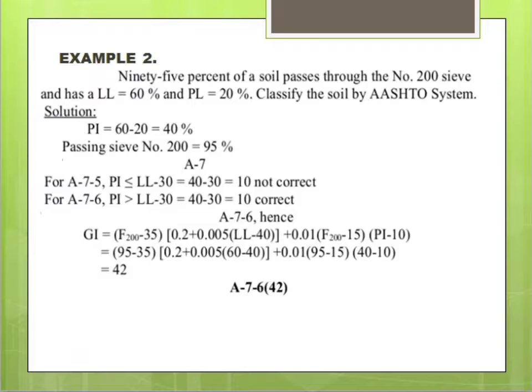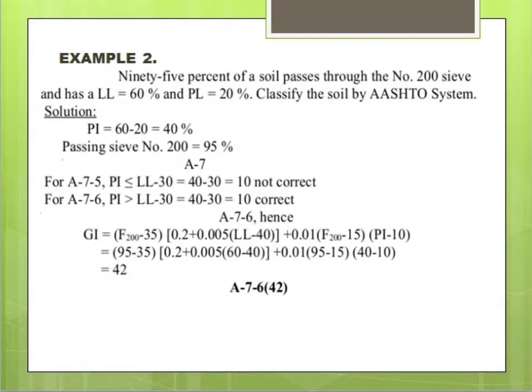And for our example number 2, 95% of a soil passes through the number 200 sieve and has a liquid limit of 60% and a plasticity limit of 20%. Classify the soil by AASHTO system. So for our plasticity index, 60 minus 20, it will give us 40%. The passing sieve number 200 is equal to 95%. Therefore, the soil is A-7.